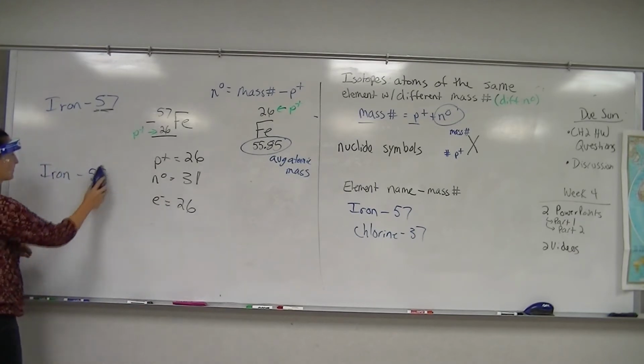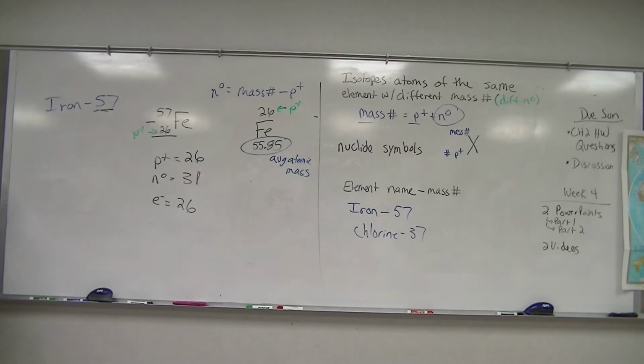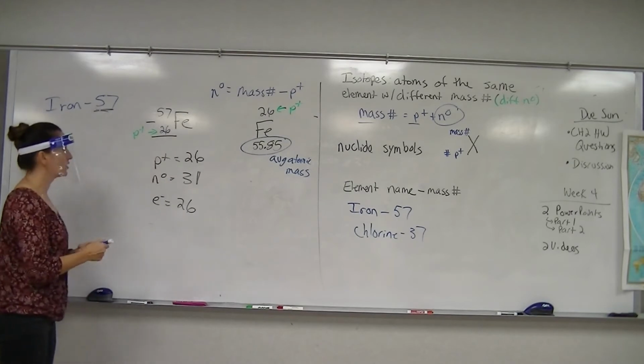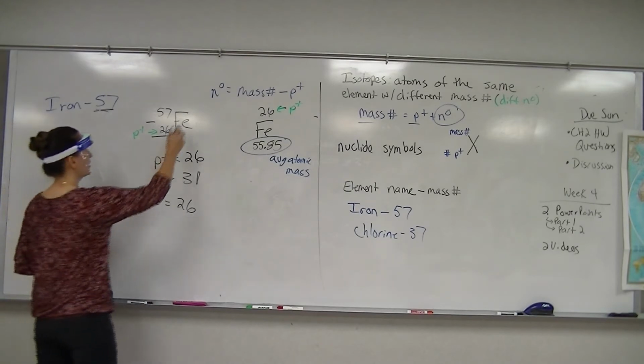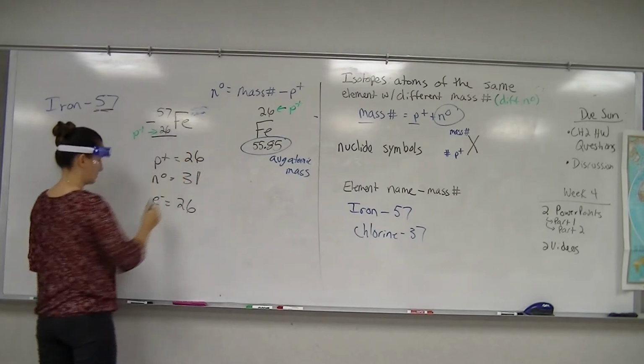How are we telling that it's neutral? How do you tell if it's neutral? If there's a charge here or not. Okay. So when we look at ions towards the end of this chapter, you'll see like a +2 here. But it's not on this paper we have now.